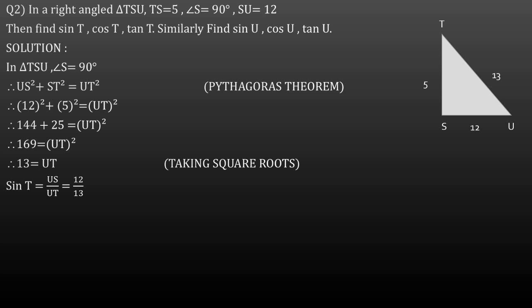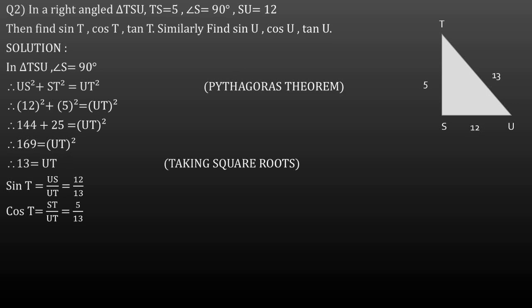Now let us find out the trigonometric ratios. So let us begin with sin T. Sin T is equal to opposite upon hypotenuse. So the opposite side of T here is US and the hypotenuse is UT. So the value of US is 12 and the value of UT is 13. Next is cos T. Cos T is adjacent upon hypotenuse. So the adjacent side of T is ST and the hypotenuse is UT.